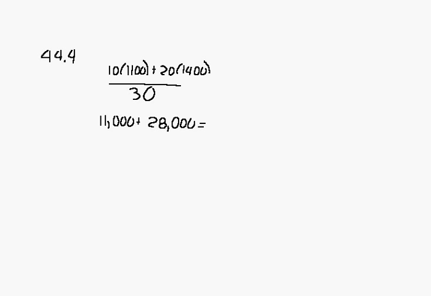So that equals 39,000. And we divide that by 30. 39 over 3 is 13. So 39,000 over 30 would equal 1,300. So that's our answer.